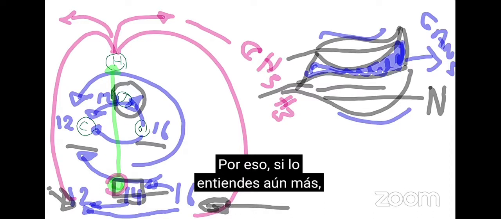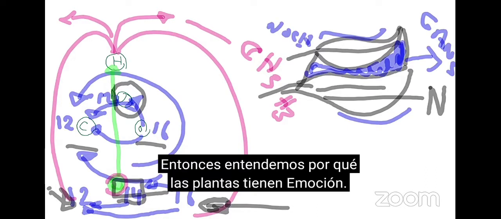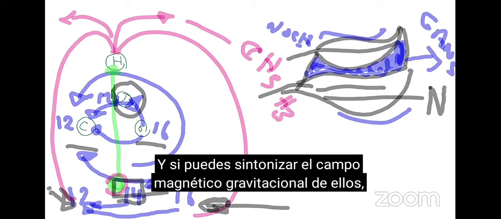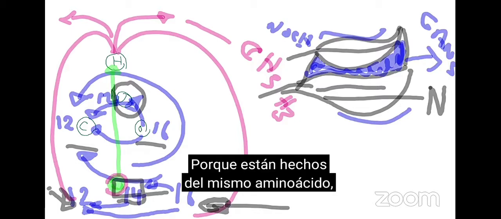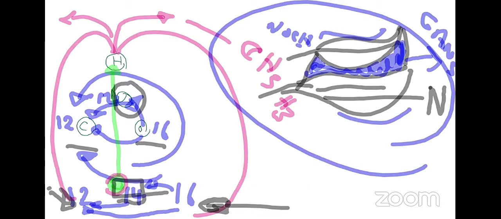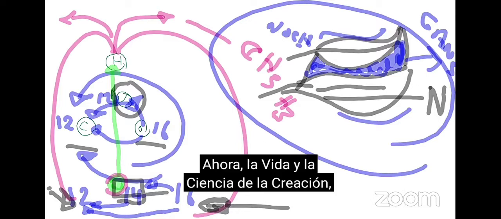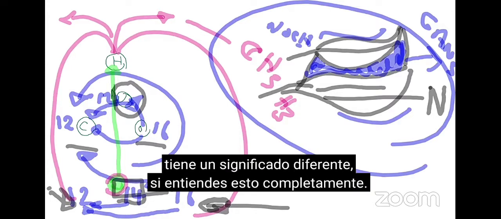This is why, if you understand even deeper that this is made of amino acid, Mr. Cohen, then we understand why plants have emotion, and if we can tune into the gravitational magnetic field of them, we can communicate with them. Because they are made of the same amino acid from the same environment that you and me and everything else is created out of. Now, the life and the science of the creation in the dimension of what we call vertical people has different meaning if you understand this fully.